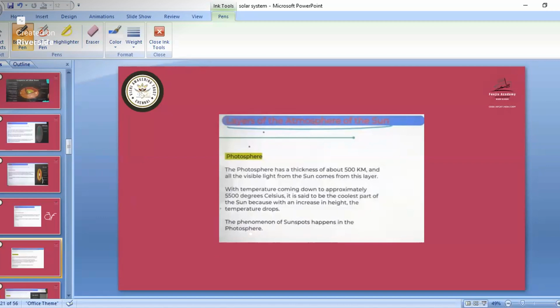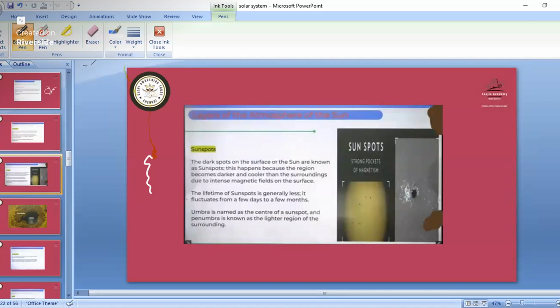The phenomenon of sunspots happens in the photosphere. We'll study the sunspot also. The dark spots on the surface of the sun are known as sunspots. This happens because this area of the photosphere region is cooling down, since the region has become darker and cooler than the surroundings, due to intense magnetic fields on the surface. So we have named it sunspots.